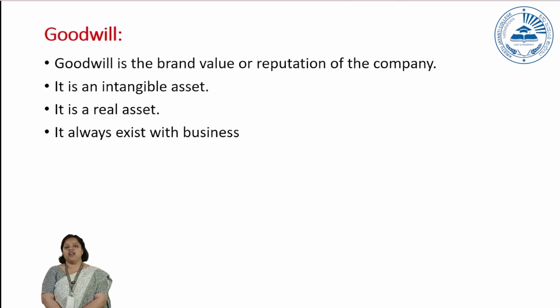We know that we have two types of assets. One is tangible assets, another is intangible assets. Tangible assets are what we can feel and see, but intangible assets we cannot feel or see. So goodwill is one kind of intangible asset. Though goodwill is an intangible asset, it is a real asset, and goodwill will always exist with the business.